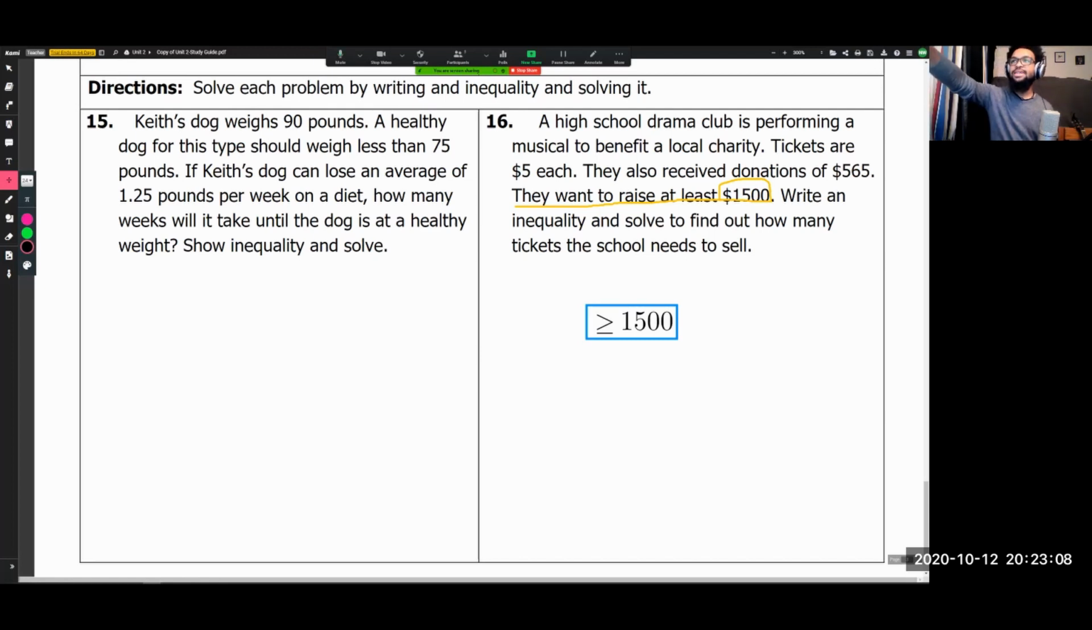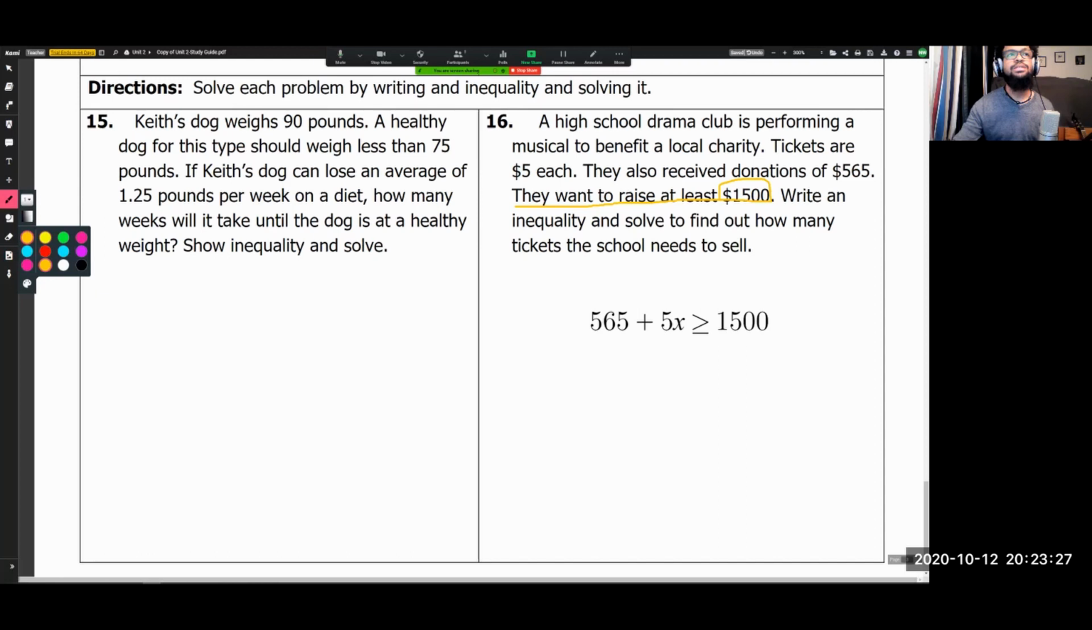And now it's saying they received $565 in donations. They just got it. Somebody just gave it to them. So that's going to be $565. And then they're selling these tickets for $5 each. And we want to figure out how many tickets they need to sell. That's the other piece to this equation. Solve and find how many tickets the school needs to sell.